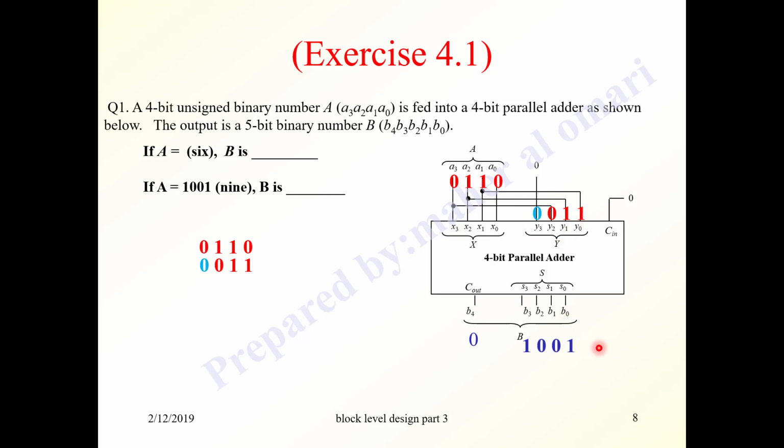Okay? So the output here will be the addition of 0 plus 1 plus 0, which is 1, I'm sorry. 1 plus 1 is equal to 0 with a carry of 1. 1 with a 1 and a 0 will give a 0 with a carry of 1. 1 plus 0 plus 0, we get a 1. And there is B4, which is C out, is equal to 0. So the output here is 9. 6 plus 3 is equal to 9.